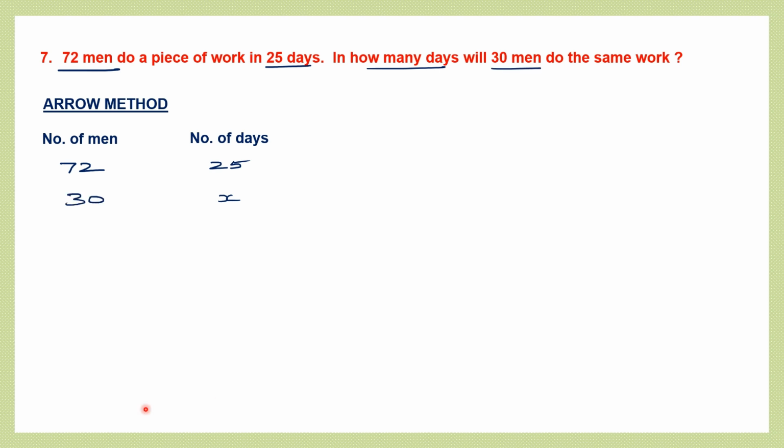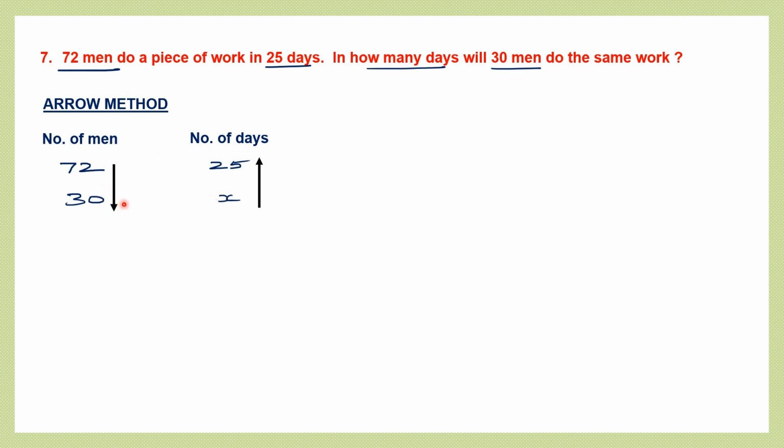So here, the number of men has decreased. When the number of men has decreased, the number of days is increasing because 72 men, if they all work together, they're able to finish in 25 days. Now the number of men has reduced. So that means they're going to take more time to finish their work. So when this has decreased, this is increasing. So this is a case of inverse variation. So the arrow marks should point in the opposite directions. So we have one arrow mark like this and the other arrow mark like this.